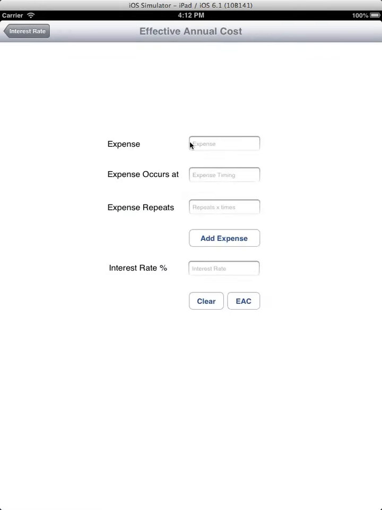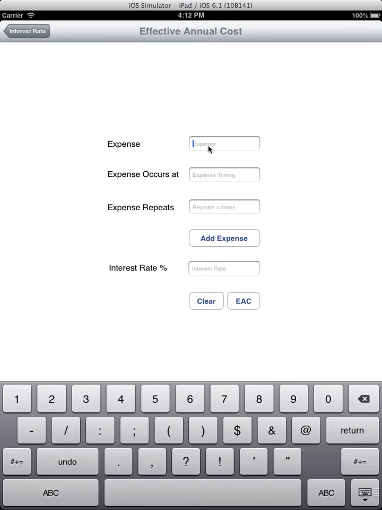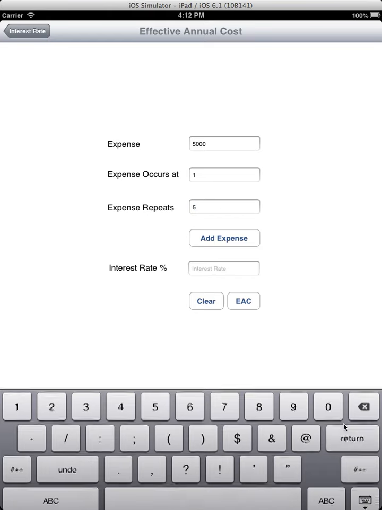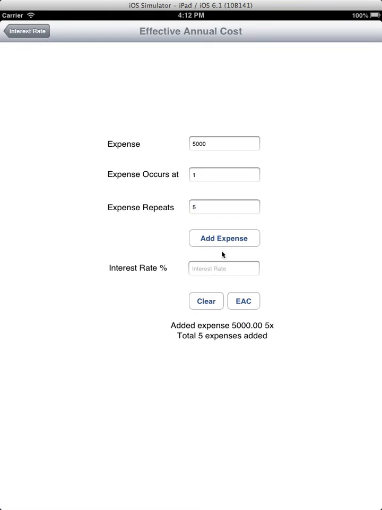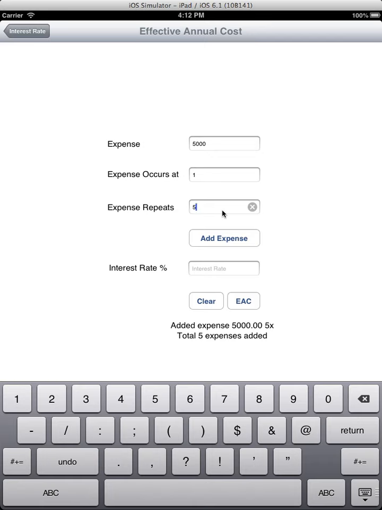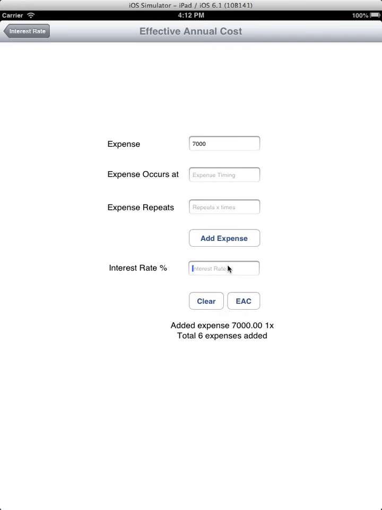Then the effective annual cost. Say expense is 5,000, it occurs at time 1 and repeats 5 times. So we added the expense, and say again, expense is 7,000, it repeats the next time and we added that expense, and say our interest rate is 5%, so the estimated annual cost is this.